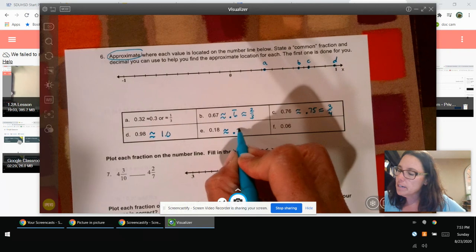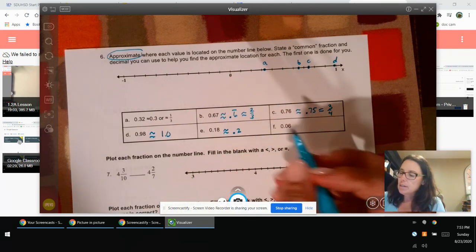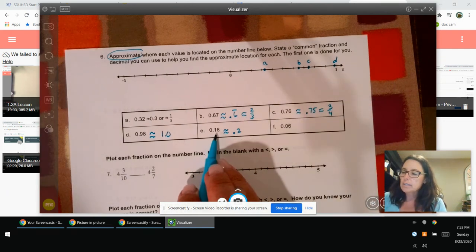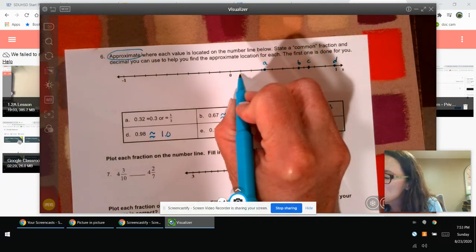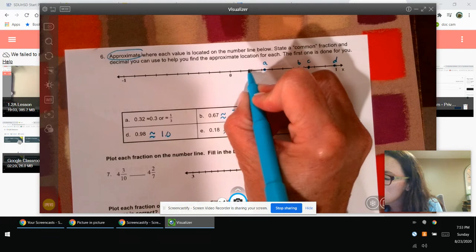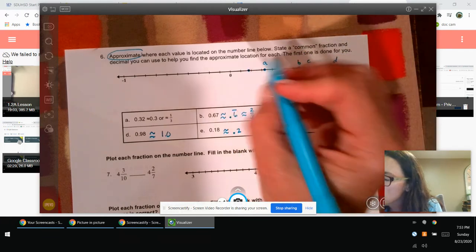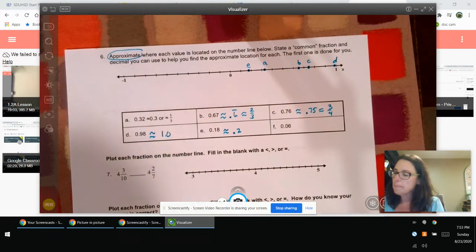This guy right here is very near 2/10, a little under. So here's 2/10. Here's 1/10, so a little under 2/10 would be like right there. So I'm going to label that with an E.